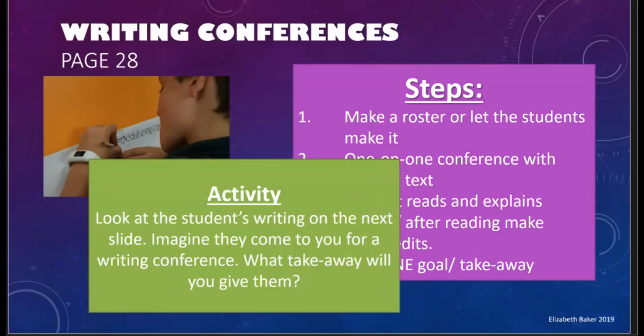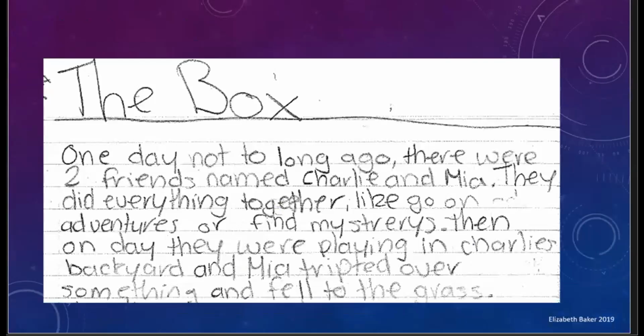We're going to have a quick activity now while we look at a student's piece of writing. I want you to imagine that this student has come to you with this writing for a writing conference. What takeaway or goal would you give them? What thing do you notice? What would you want their goal to be? If they were just up to here and they said, look, I need your help. What can I improve in my writing? What would you help that student with?